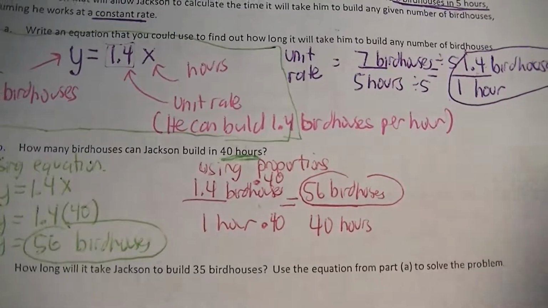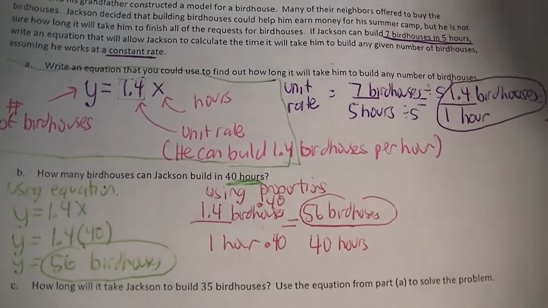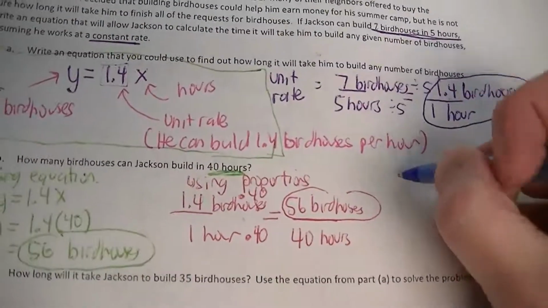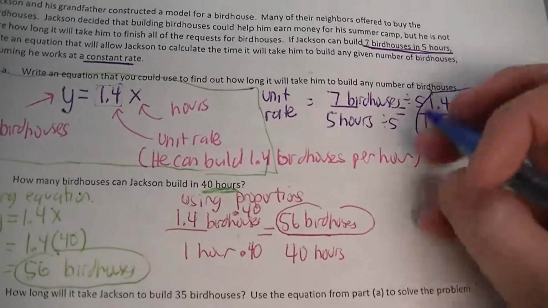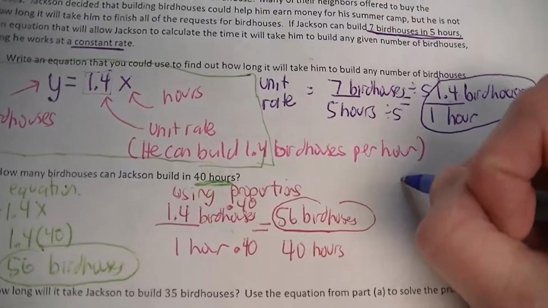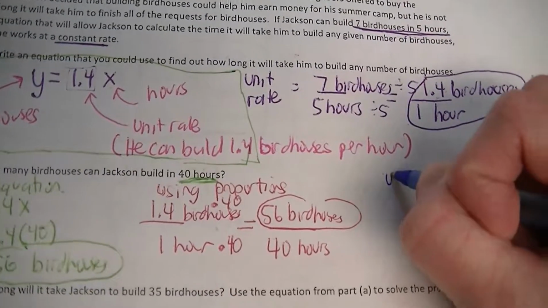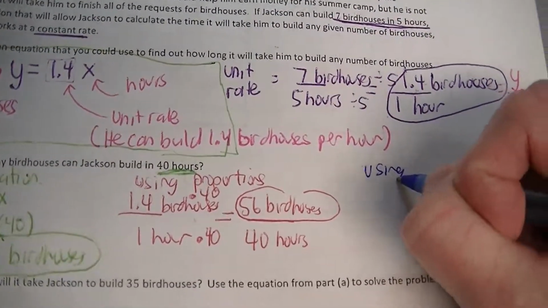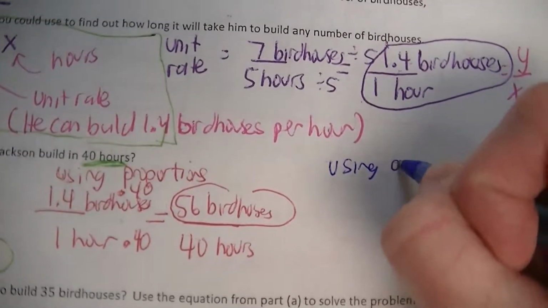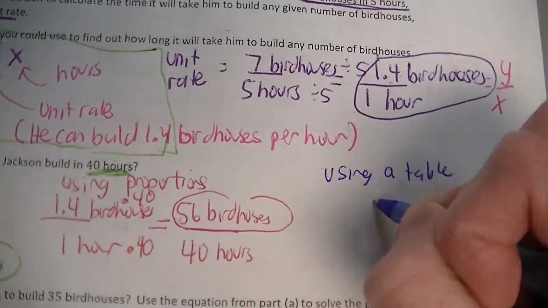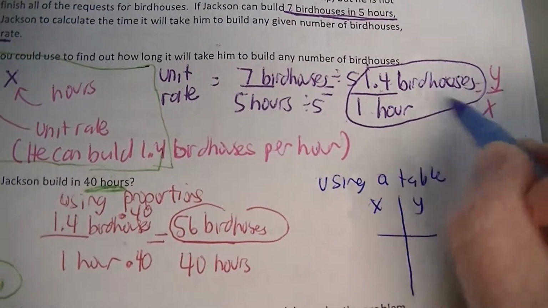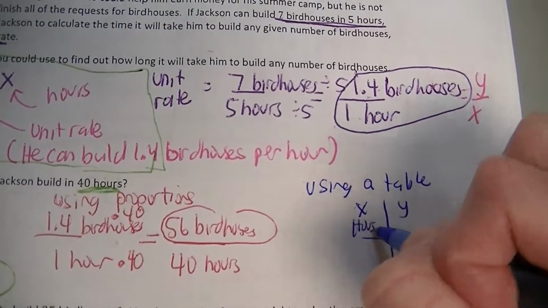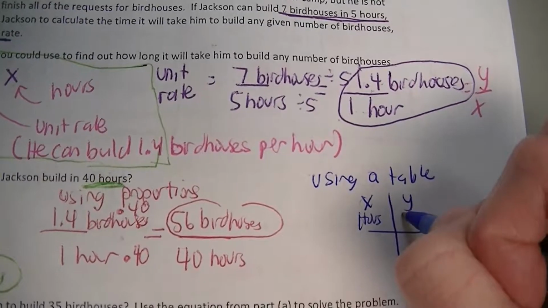All right, the third way that I want to show you is using a table. The fourth way that you could totally do this is using a graph, but I don't want to take the time to really create a graph of this. You can if you want though, and it would not be wrong. Well, unless you did it wrong. Using a table, so x and y in my table. x represented hours, y represented the number of birdhouses.